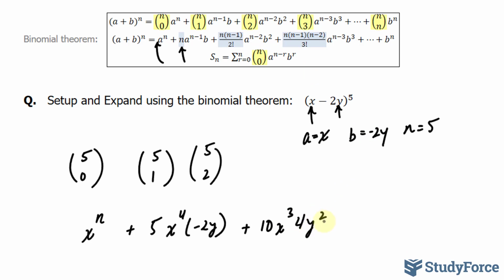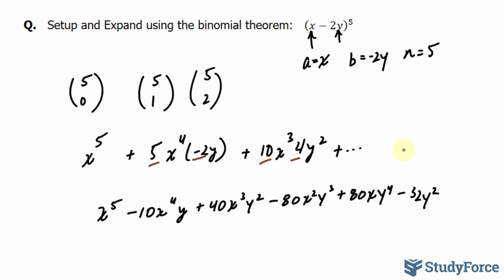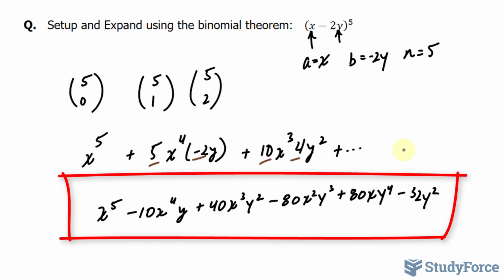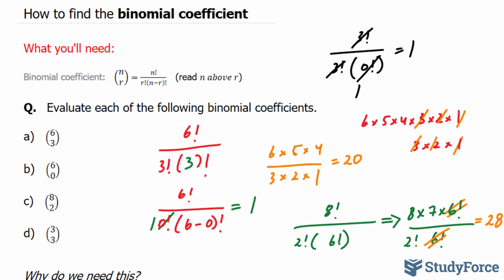Now, of course, you would multiply 5 and negative 2 in this term and 10 and 4 in this term, and you would find out the simplified version. The rest of the terms should look like this. What you see on your screen is the simplified expression of this binomial being set up and expanded. And there you have it. That is how to find the binomial coefficient.